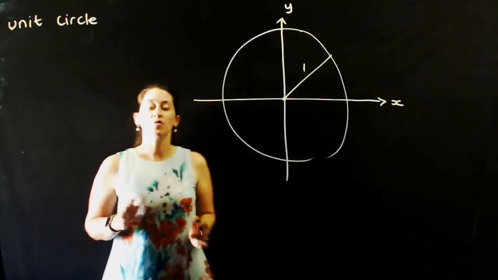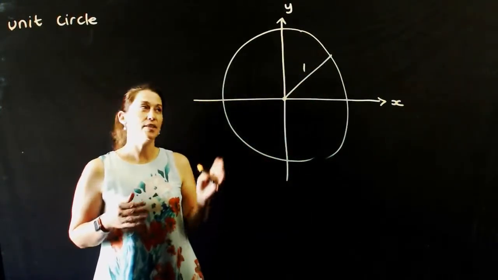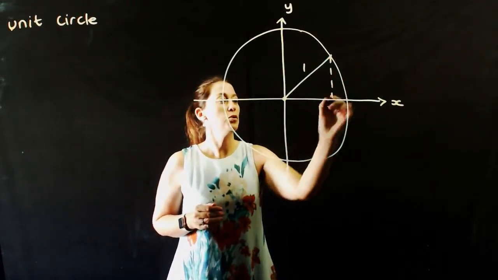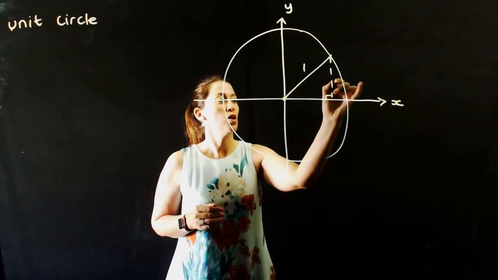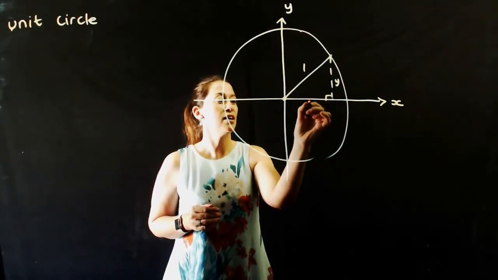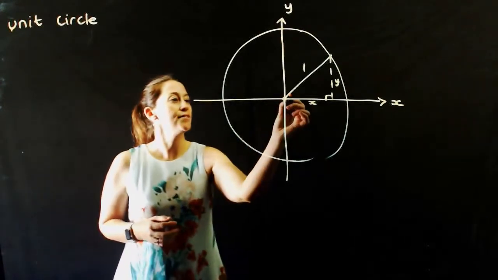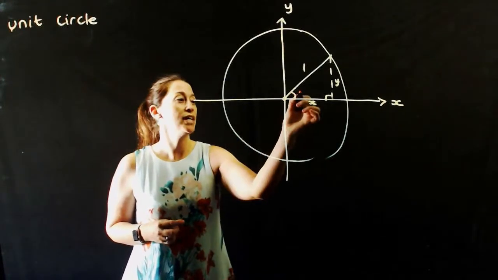Now if it's got a radius of 1, let's look at what's happening in the y direction and the x direction. So what I'm going to do is form a right angled triangle where this is our y direction and up to here is our x direction. And I'm going to have a look at the effects of this angle here.